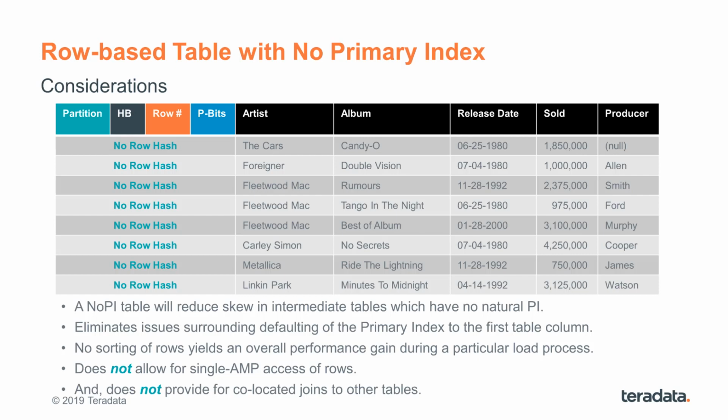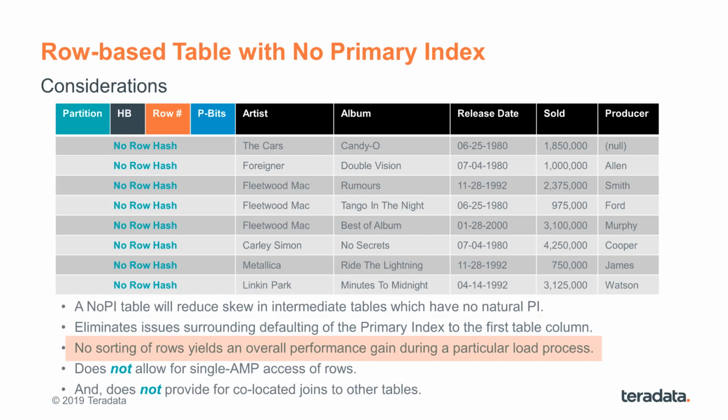A poor selection of primary index columns can cause the data not being evenly distributed across all the AMPs, leading to skew-related performance issues. Very often this happened because users forgot to specify a primary index, and that defaulted to the first column in the table. No PI tables eliminate all the issues associated with defaulting of the primary index to the first column.